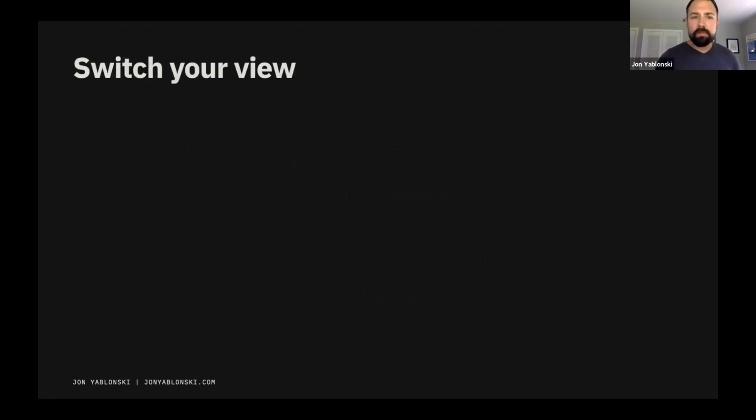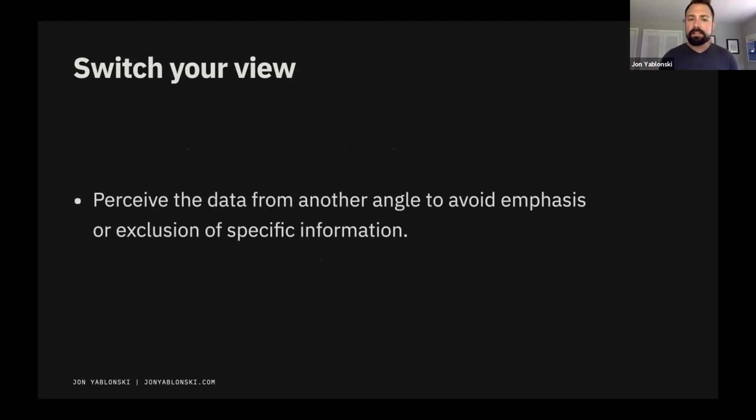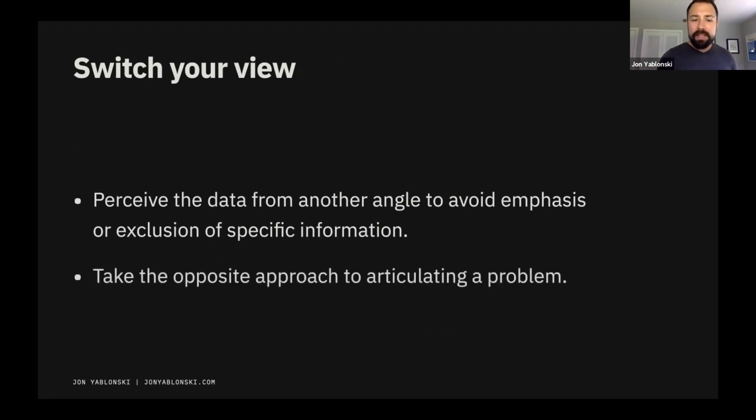The second thing we can do is really switch our view. Perceive the data from another angle to avoid emphasis or exclusion of specific information. And we can take the opposite approach to articulating the problem. So we could articulate it from another angle that's contrary to our original hypothesis and see how it stands up.